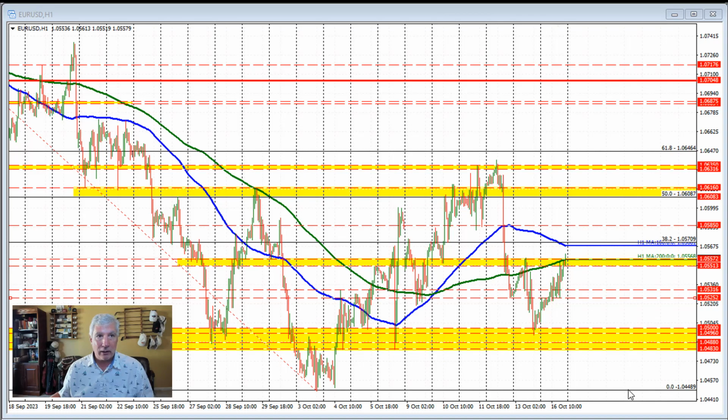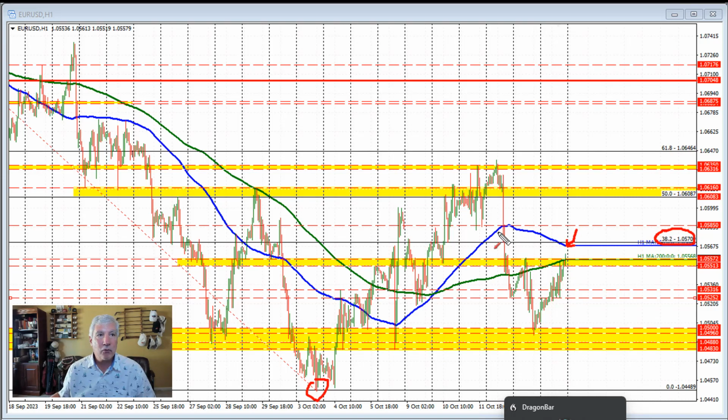The next key target comes against the 100-hour moving average. That's the blue line in this chart. It is also near the 38.2% retracement of the move down from, you go back to September 12th, to the low price here. That 38.2 comes in at 1.0570. Get above that level, and the bias increases more to the upside.